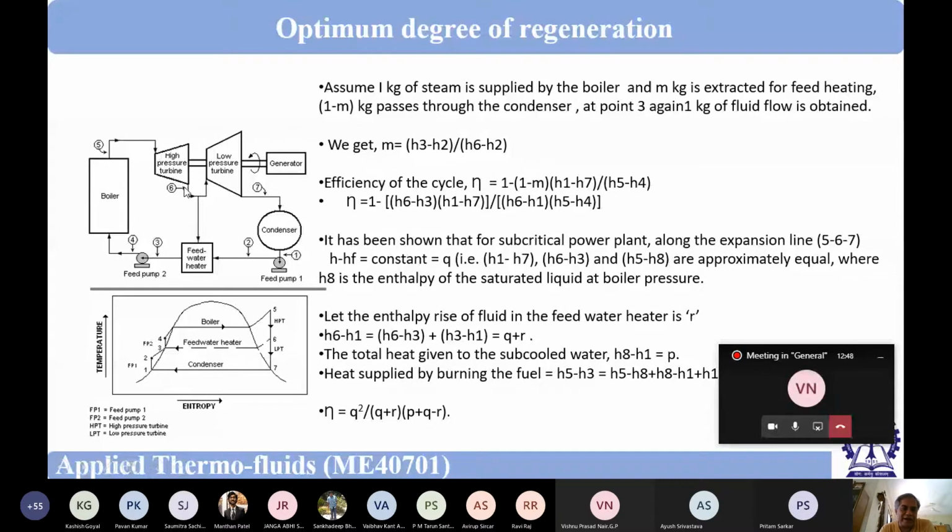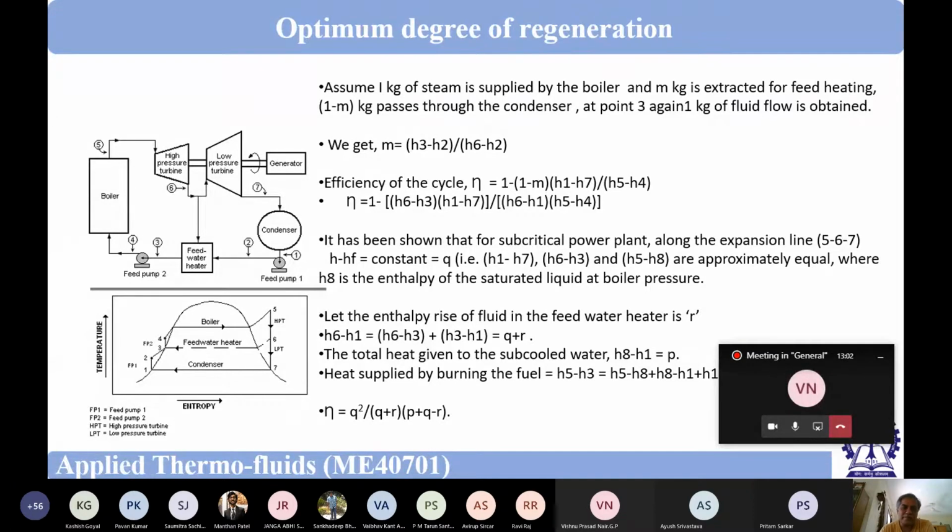Up to this point, the entire 1 kg of steam is expanding from here to here. 1 minus m kg of steam is expanding. So we can find out the efficiency. Now, it has been shown, this is very important.